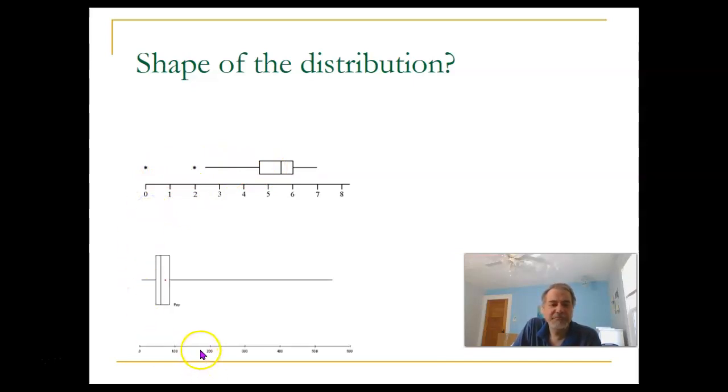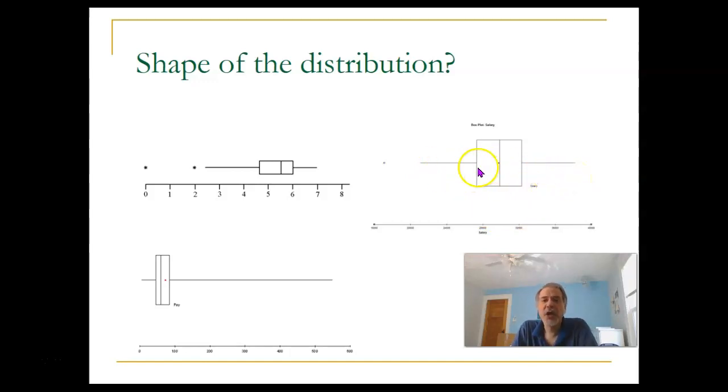What about this one? Okay, this one would be positively skewed or skewed to the right. And what about this one? Well, this one looks pretty symmetrical. Looks like the two sides of the box are both about the same size and the two whiskers are about the same length as each other. So this looks pretty symmetrical, not skewed either way.